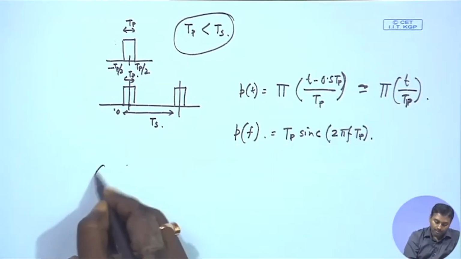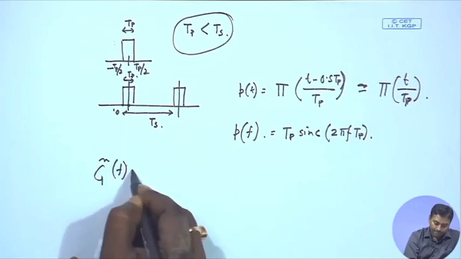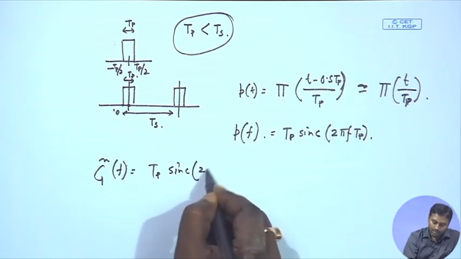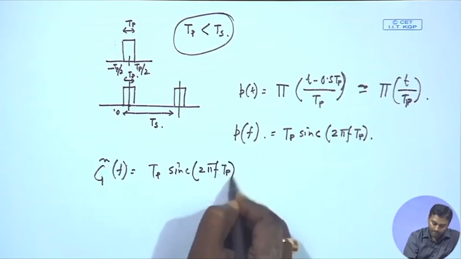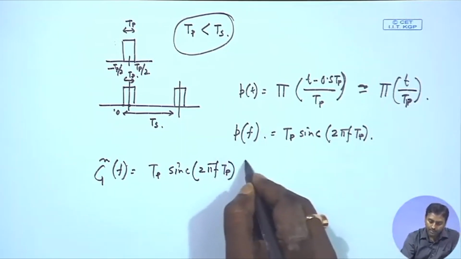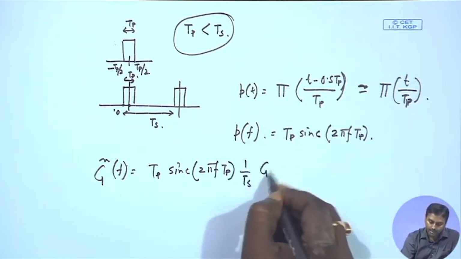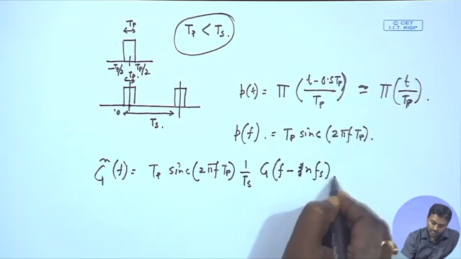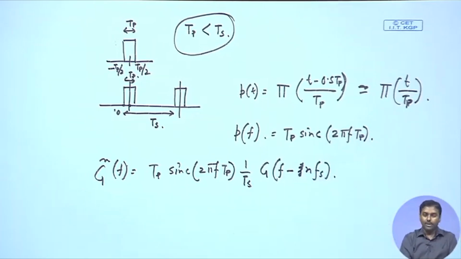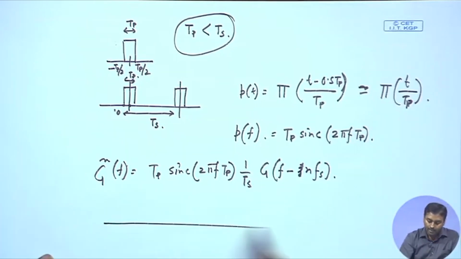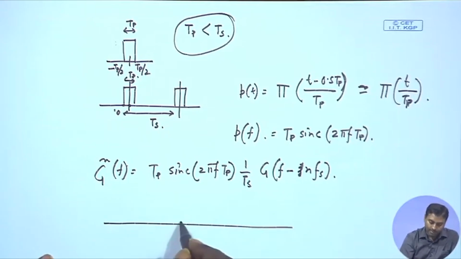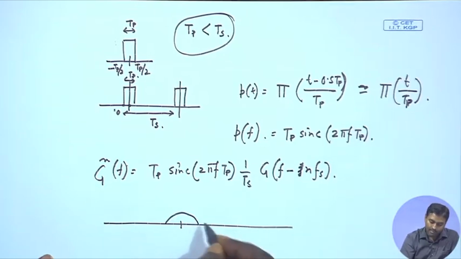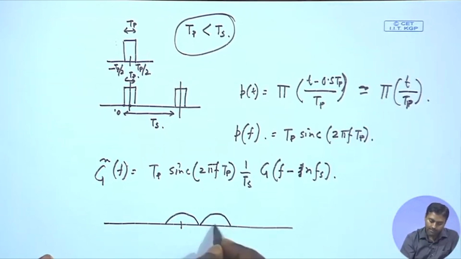Therefore, my G tilde f must look like T p sinc 2 pi f T p, multiplied by 1 by T s times G f minus n F s. This is what I get. Now, what is happening if you look at the spectrum? I have this structure, which was the earlier structure, as long as I satisfy the Nyquist criteria.